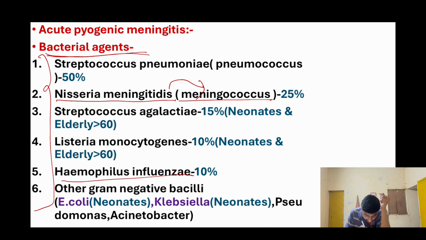So 6 bacterial agents we have. First one, Streptococcus pneumoniae causes pneumococcal meningitis, responsible for 50% of the meningitis cases. Second, Neisseria meningitidis, which causes meningococcal meningitis, and Streptococcus agalactiae and Listeria monocytogenes cause meningitis in neonates and elderly people more than 60 years of age. Haemophilus influenzae and other gram-negative bacilli like E. coli, Klebsiella, Pseudomonas and Acinetobacter also cause bacterial meningitis.